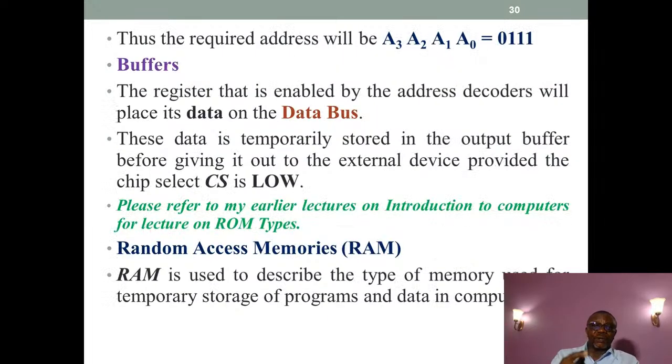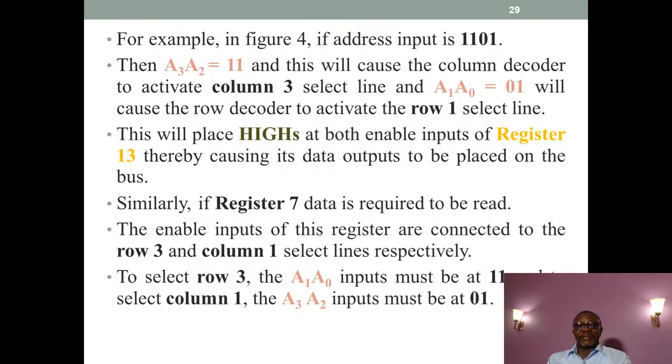So where column 1 and row 3 intersect is register 7, and the data stored in memory location 7 will be read.